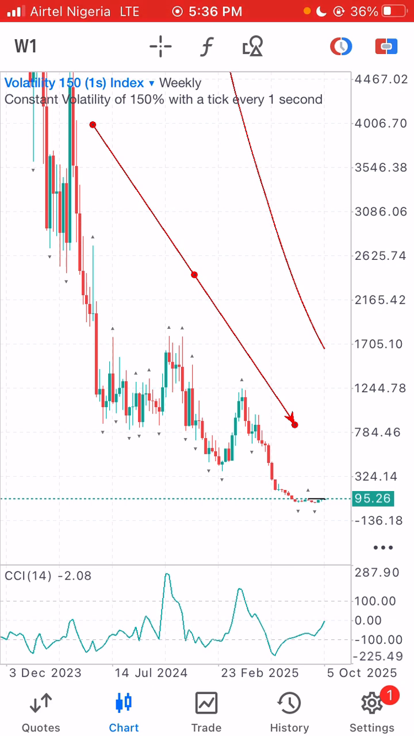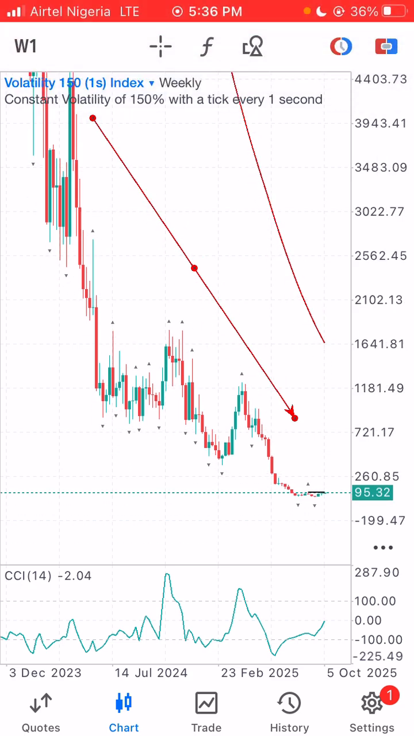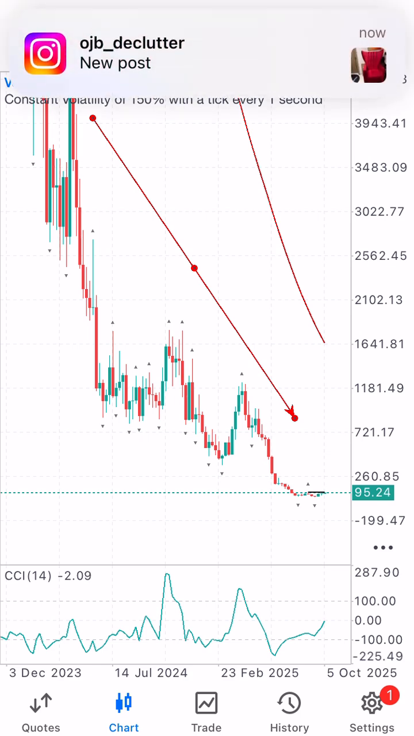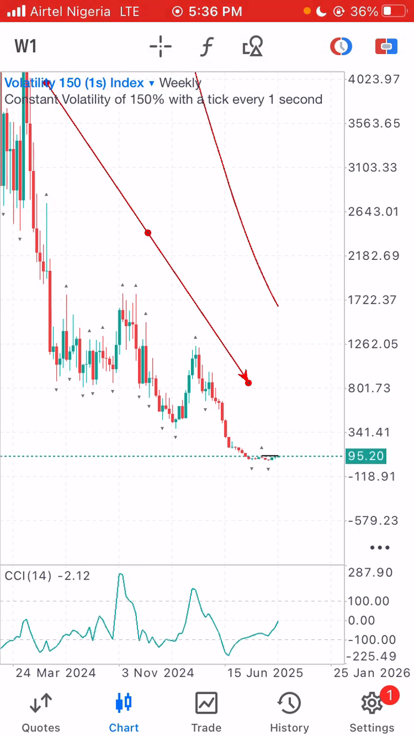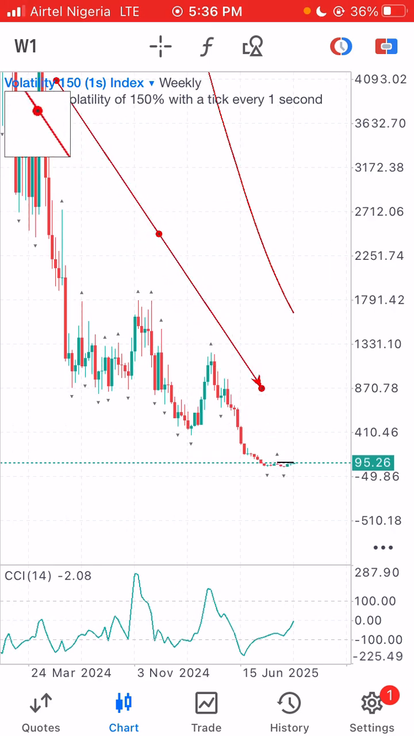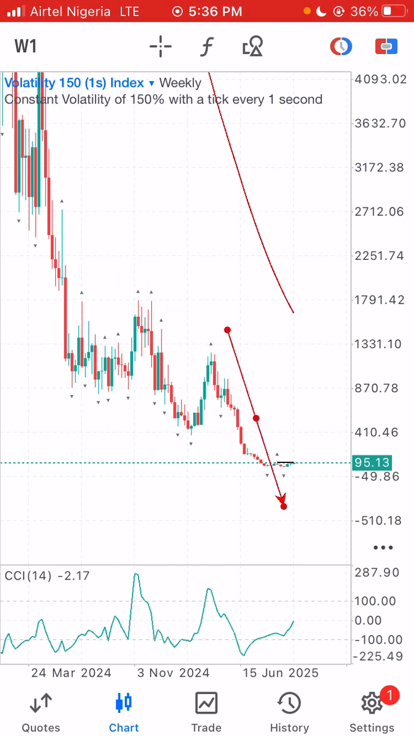Now, how do you read this? It's very easy. You can break the market into three: a range market, an uptrend market, and a downtrend market. For example, when the market starts coming down, that's a downtrend market. And an uptrend market is when the market starts going up.